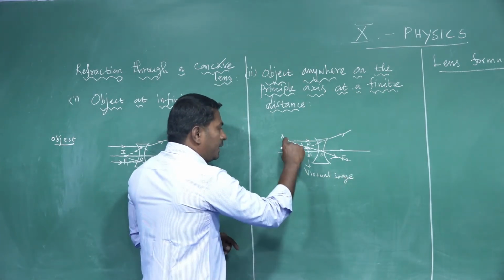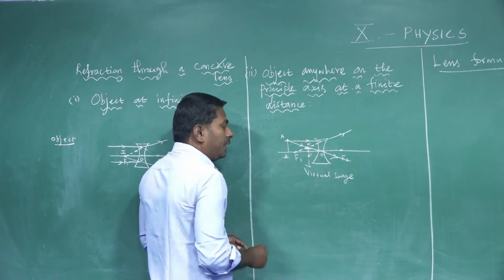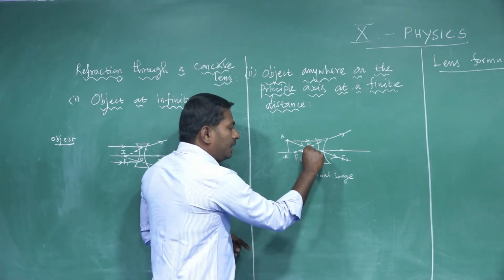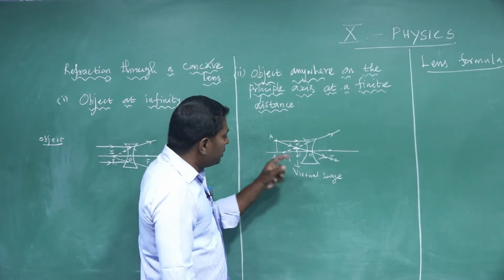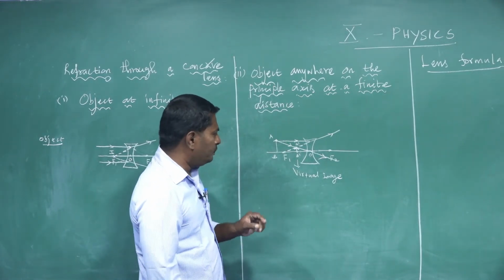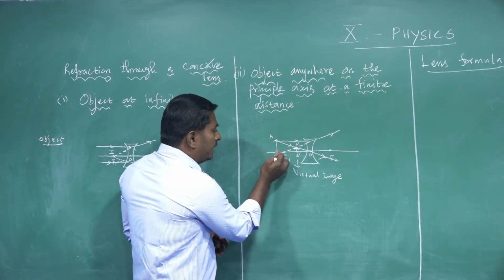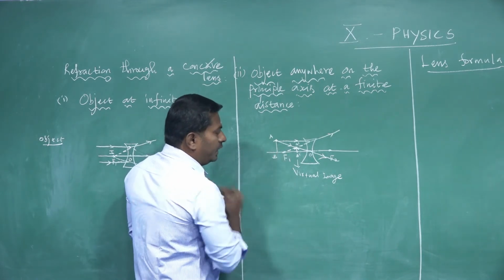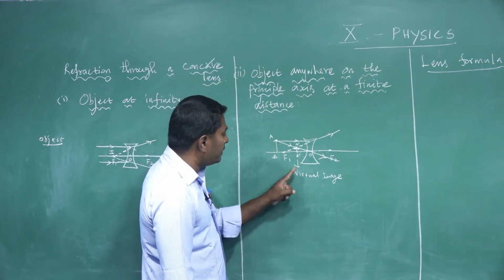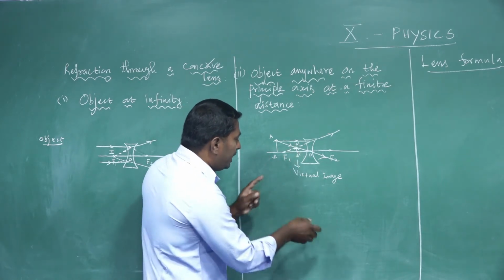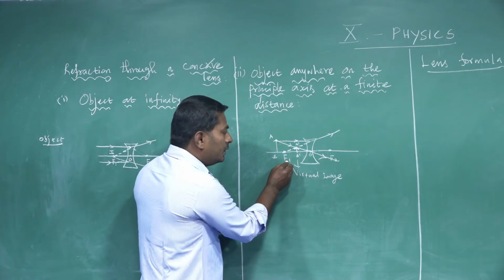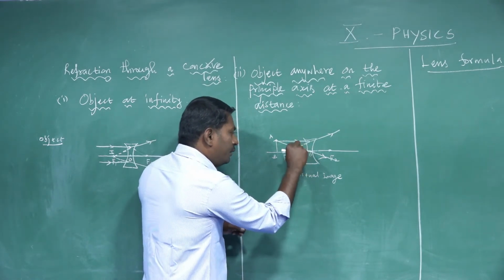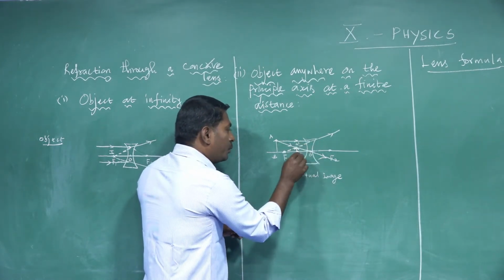But compare the object size and the image size. The size of the image is very small compared to the size of the object, or it is also called a diminished image. So the object is placed anywhere on one side of the principal axis of a concave lens. The image is formed in between the optic center and the principal focus F1. So that image is a virtual image and also an erect image.